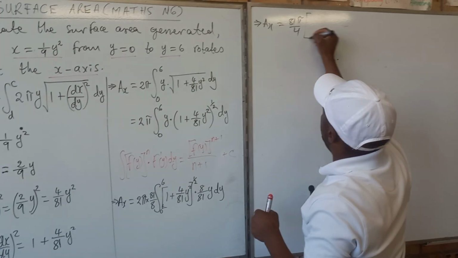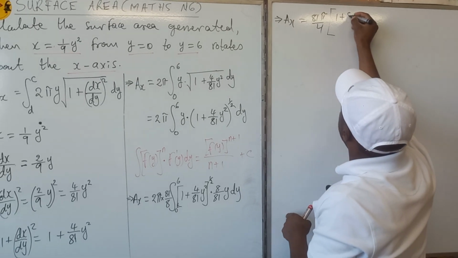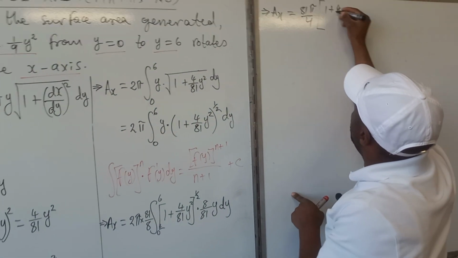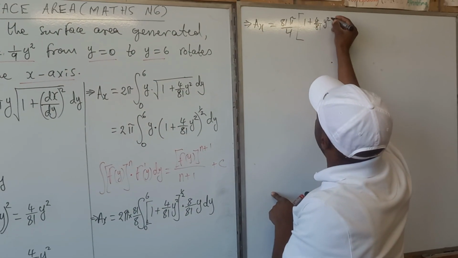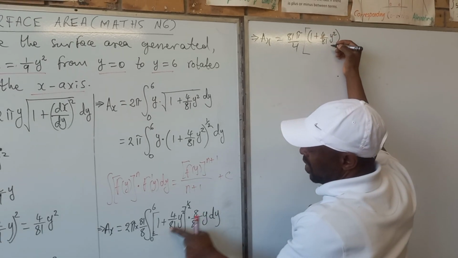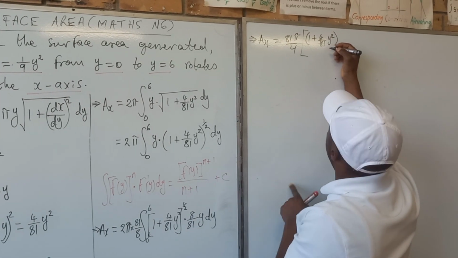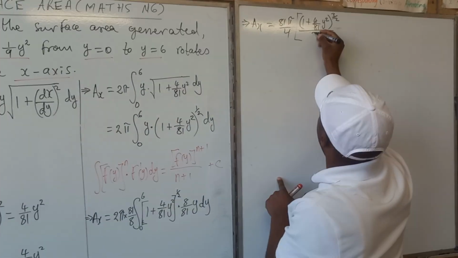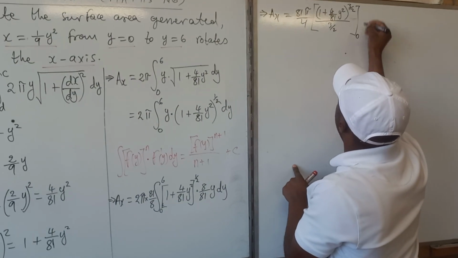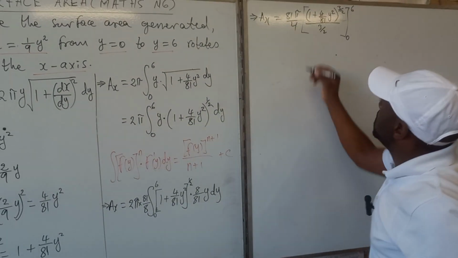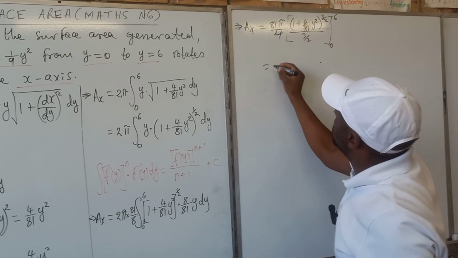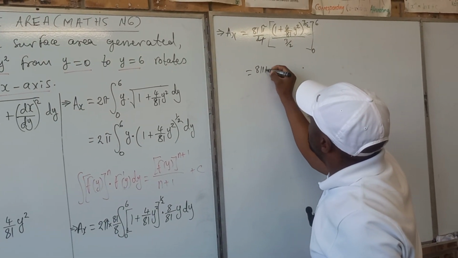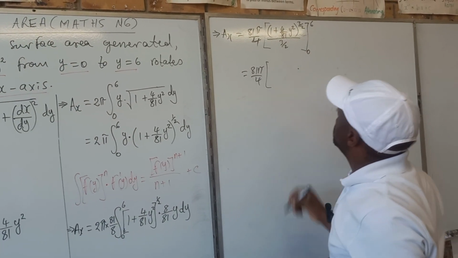So there I'll be having 1 plus 4/81y squared. The power will have to increase from a half to 3/2. Then I divide by the new power, which is 3/2. Then I put my limit from 0 to 6. So you see, I'm done with my integration. It's now time to substitute the limit.